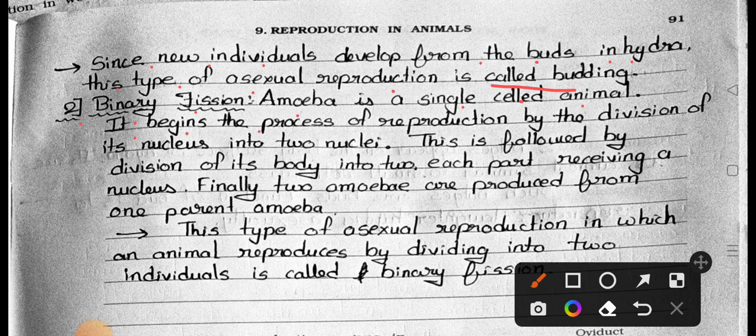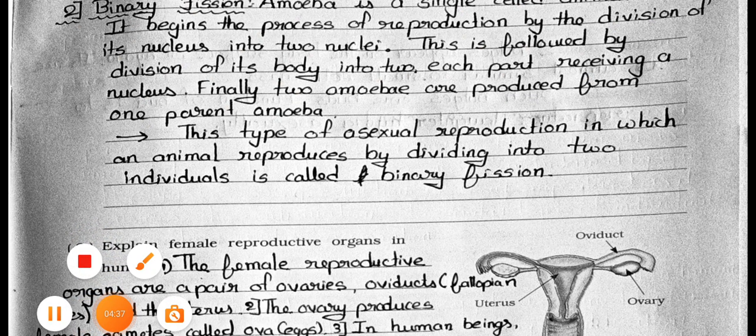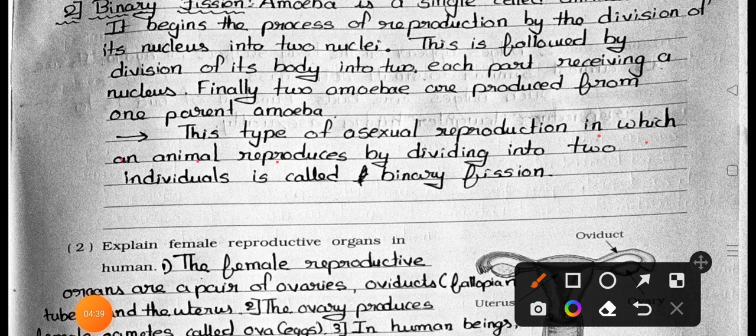It begins the process of reproduction by the division of its nucleus into 2 nuclei. This is followed by division of its body into 2, each part receiving a nucleus. Finally, 2 amoebae are produced from one parent amoeba. This type of asexual reproduction, in which an animal reproduces by dividing into 2 individuals, is called binary fission.